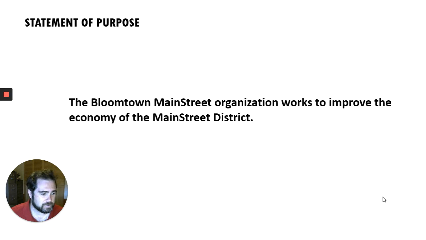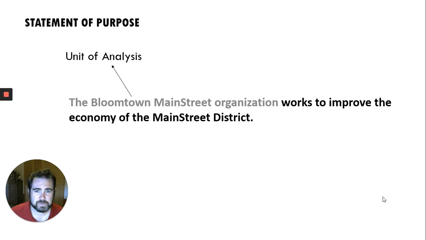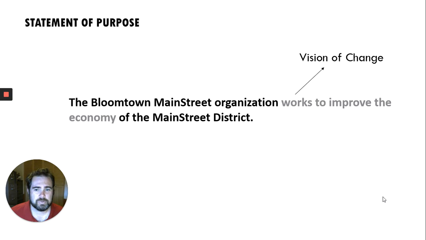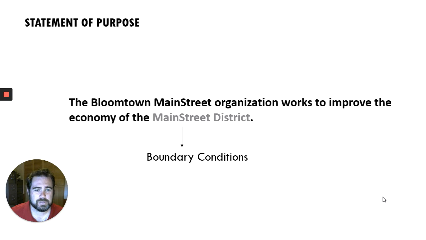This is an example of a statement of purpose. Here, the Bloomtown Main Street organization is the unit of analysis. Improving the economy is its vision of change, and the Main Street district is the boundary condition.